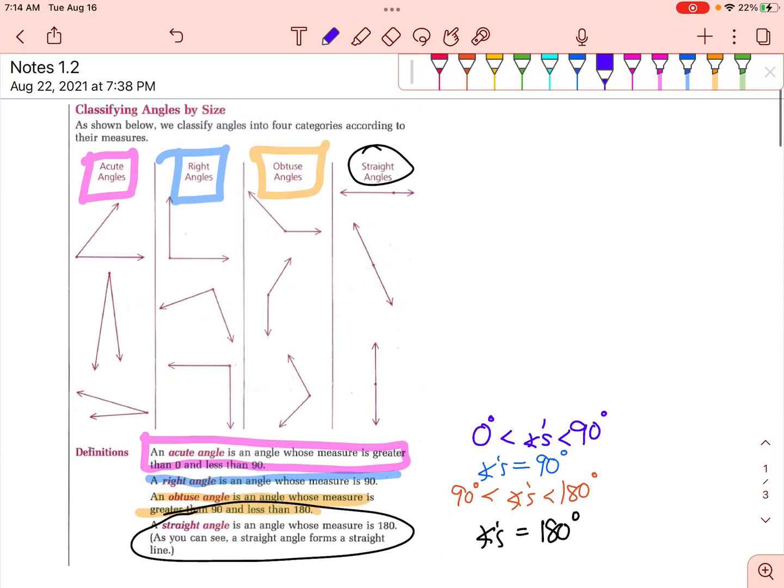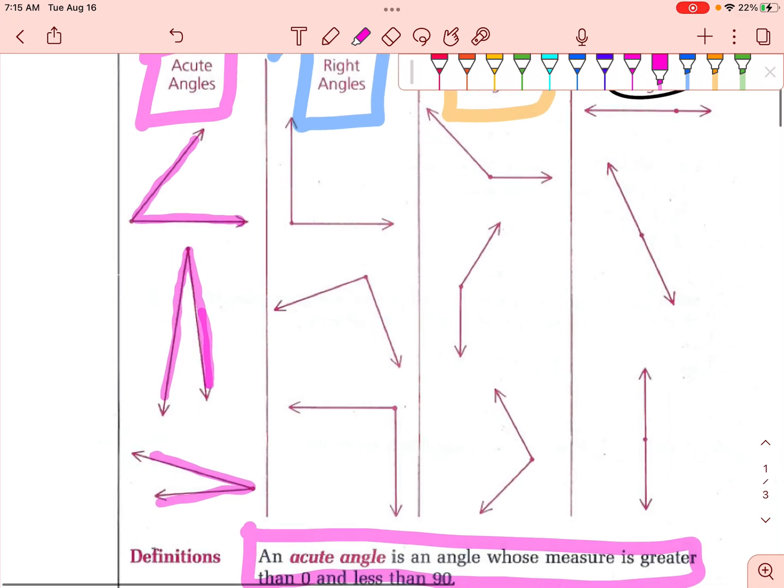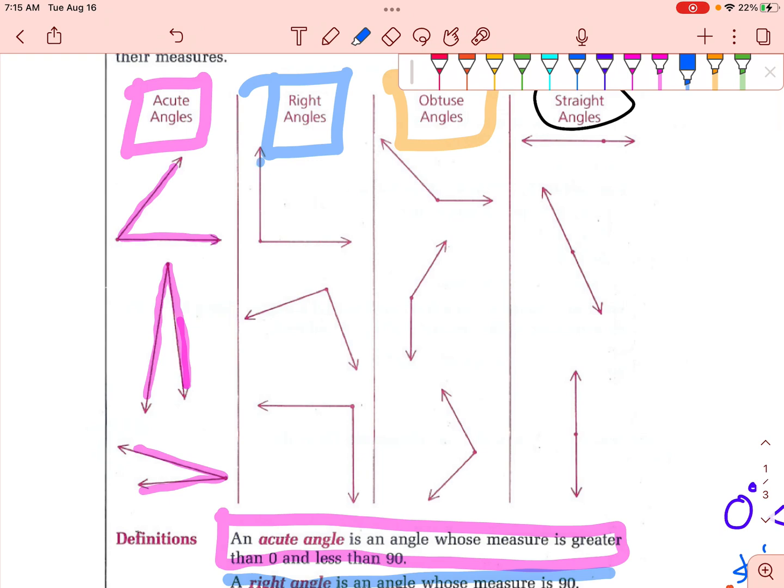Okay, so our first objective for 1.2, we want to make sure you understand the difference between acute, right, obtuse, and straight angles. So acute angles are little tiny angles. They are angles whose measure is between 0 and 90 degrees, okay? Right angles are angles whose measure is exactly 90 degrees, and we denote that with this little box in the corner that you are going to start to see.